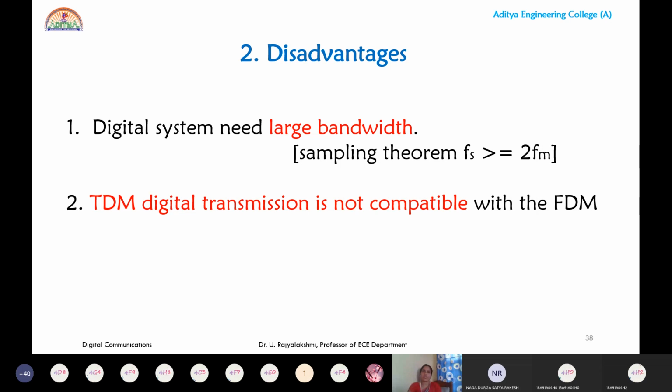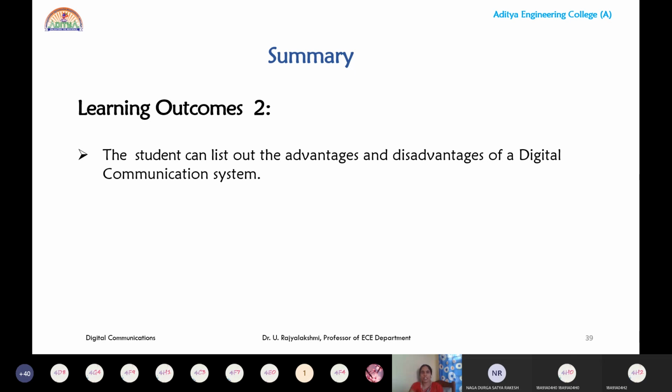These two are the few drawbacks, but there are still a lot of advantages compared to analog communication. So at least one of you please tell me one or two advantages. We have studied almost 10 advantages and still more. With this class, the outcome is that each and every student should be able to list out the advantages and disadvantages of digital communication systems. At least I need one or two, that is enough.